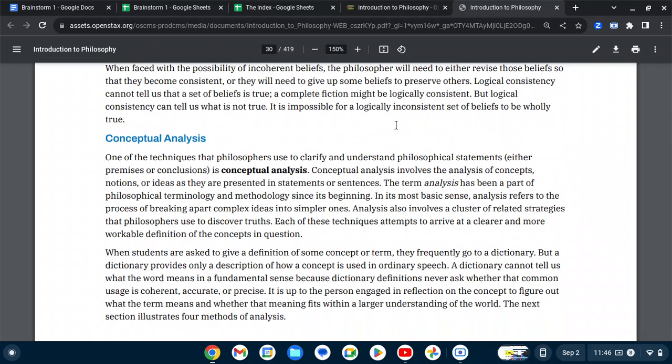Logical consistency cannot tell us that a set of beliefs is true. A complete fiction might be logically consistent, but logical consistency can tell us what is not true. It is impossible for a logically inconsistent set of beliefs to be wholly true.